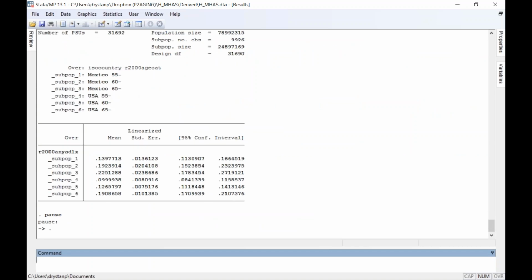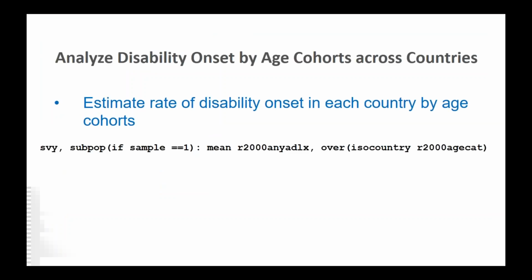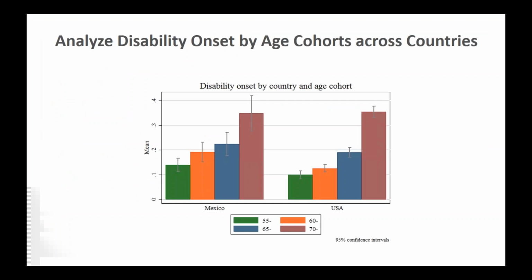What that's going to do is give an estimate for Mexico, people who are 55 to 59, Mexico, people who are 60 to 64, and Mexico, people who are 65 to 69. So you can see that we get those estimates here. We get a mean for each, a standard error, and a confidence interval. It's slightly easier, especially for a webinar, to look at this graphically.